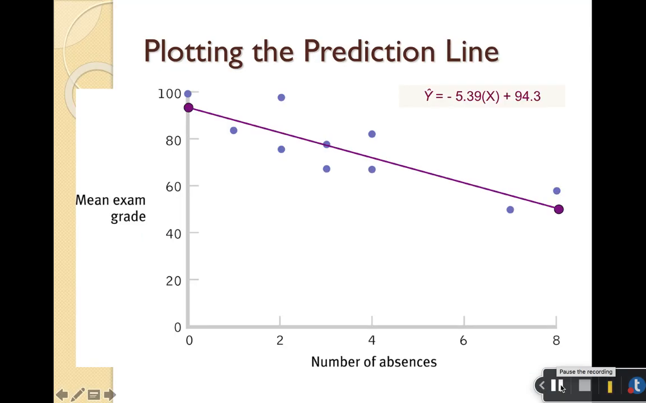Jumping back to our slides here, I took those two coefficients, the slope and the intercept, from SPSS, and entered them into our regression equation here. And I plotted a line on our scatter plot. So let's think a little bit about how we can unpack what this line means. We said that Y with the little hat on it is our predicted exam grade.